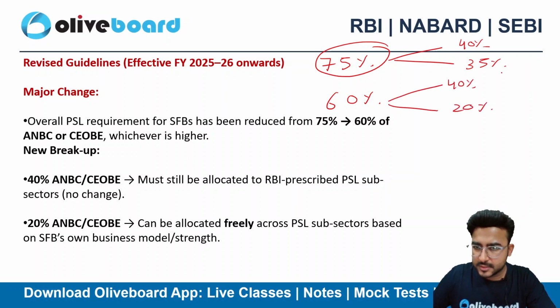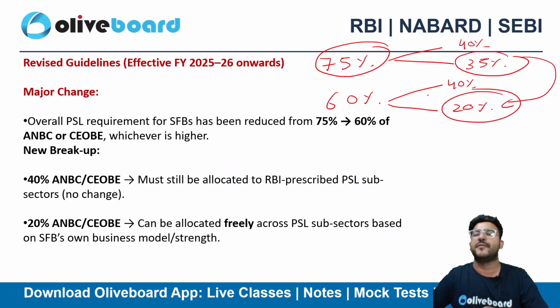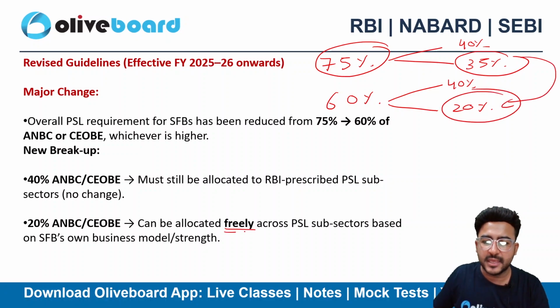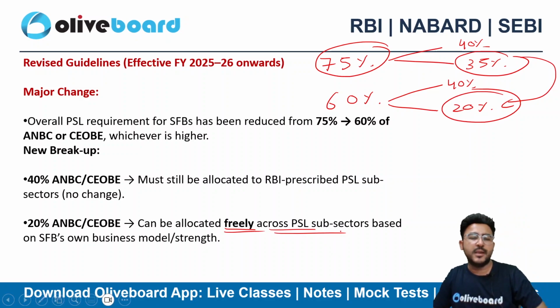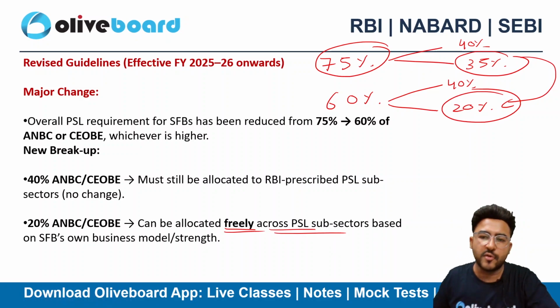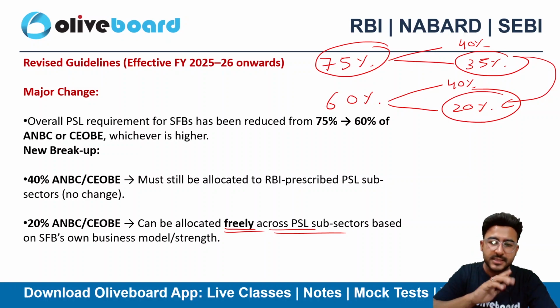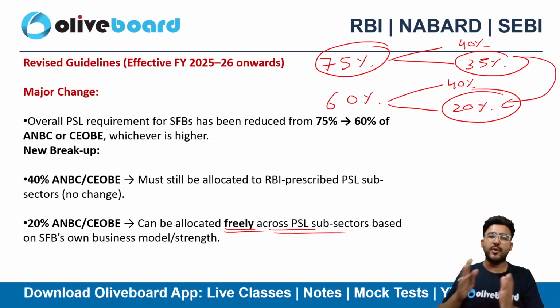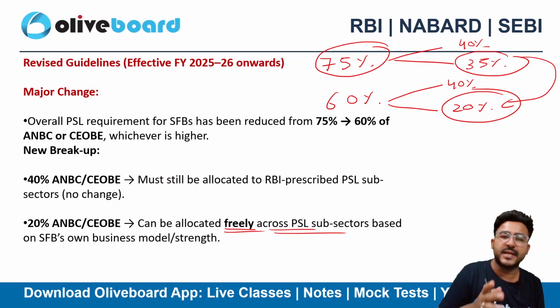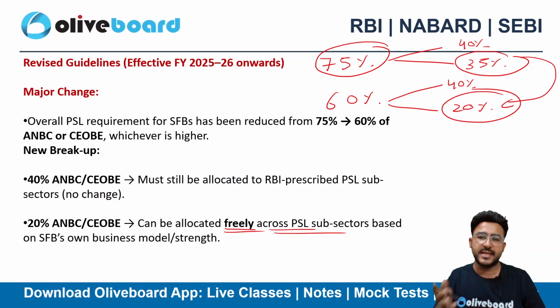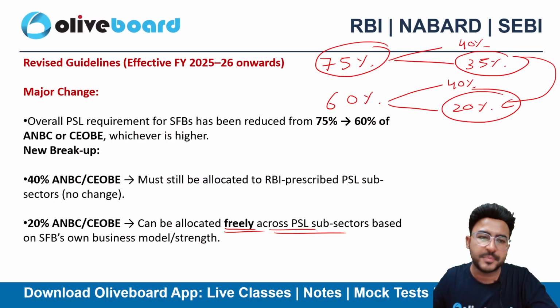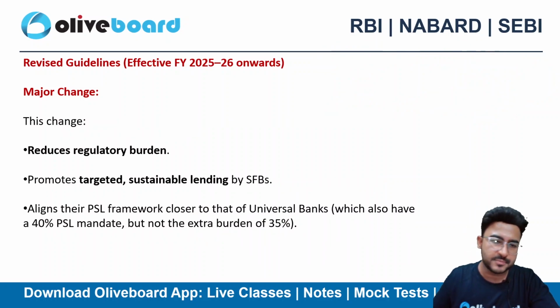Okay. So basically what they have done is they have changed it. They have reduced it by 15%. The freely allocable PSL subsector limit of 35%, they have now slashed to 20%, right? The 40% is a compulsory thing that you need to allocate in the RBI prescribed subsectors within the PSL limits. For the rest of the 20% you are now free to invest in any subsector of the PSL, right? So that's the revision basically.